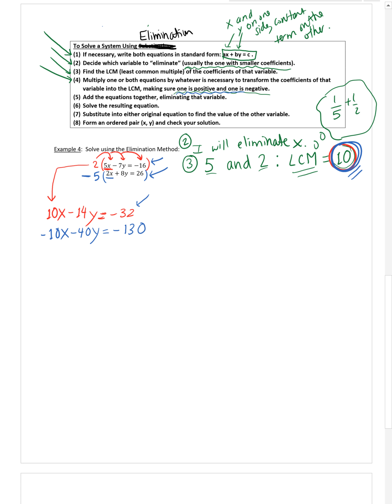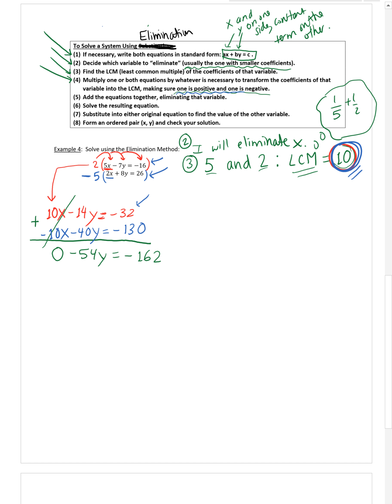But the whole point of that was so that now I'm finally at the place where I was in the last example, at the very beginning. We're going to add these two equations together, and it should be that the variable we were focusing on is eliminated. And that's true. Notice 10x and negative 10x make 0 together. And that's good. You should have eliminated that variable. And then when I combine the y's, negative 14y and negative 40y is negative 54y. And the numbers on the other side of the equal sign combine to make negative 162.